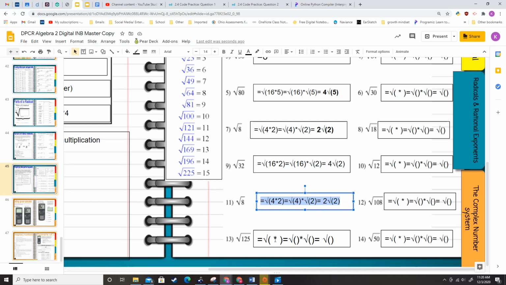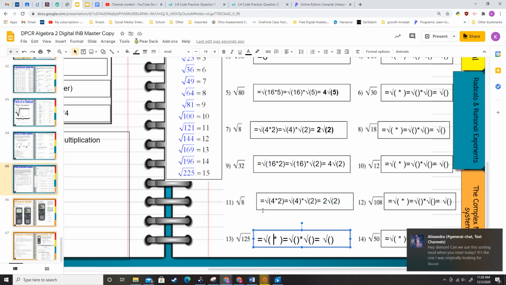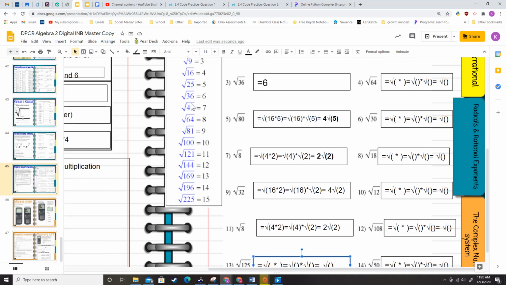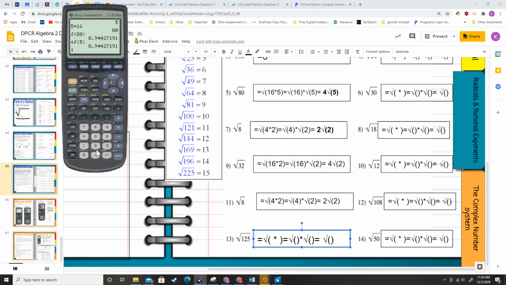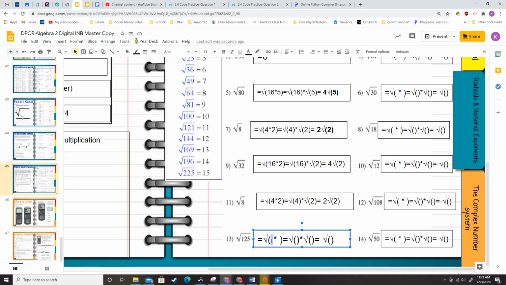All right, last one for us, 13. 13, we got to go through and see what perfect square fits into 125. One of these that we already know should be 25. So let's try this out. So if I take 125, I know that I can divide that by 25, giving us 5. So that's a good way where we can start this right here. All right. So we got 25 here, and we're going to put 5 right on there.